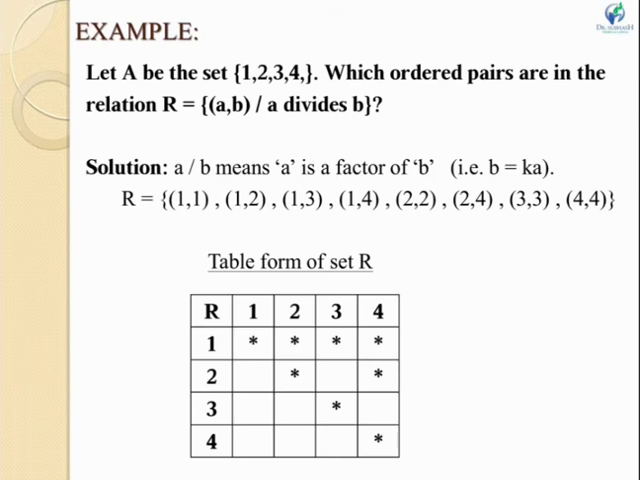Let us take one example. Let A be the set {1, 2, 3, 4}. Which ordered pairs are in the relation R equal to {(a,b) | a divides b}? We have to construct a relation with a set of ordered pairs such that a divides b. Okay, first let us understand what a divides b is.